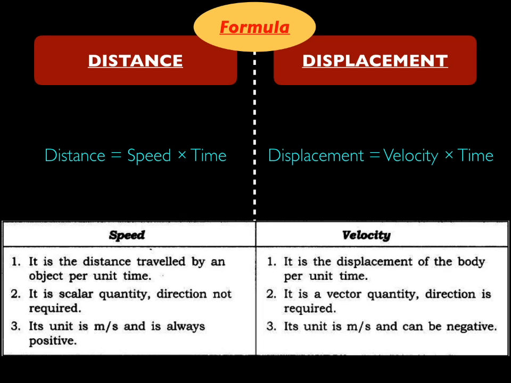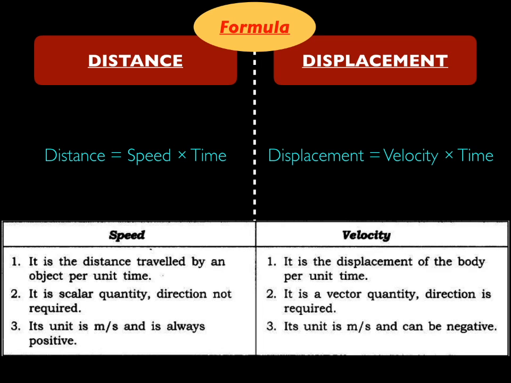The fourth difference is in the formula. We all know the formulas of speed and velocity. Speed is distance upon time, whereas velocity is displacement upon time. So the formula for distance becomes distance is equal to speed into time, and the formula for displacement is equal to velocity into time. So let's see this small topic, that is the difference between speed and velocity.